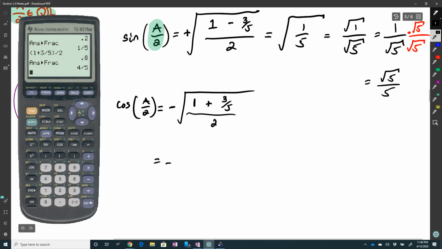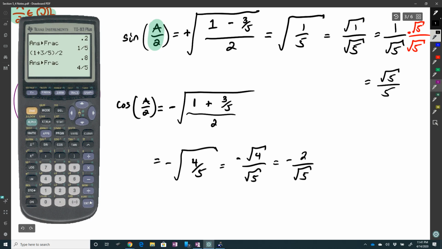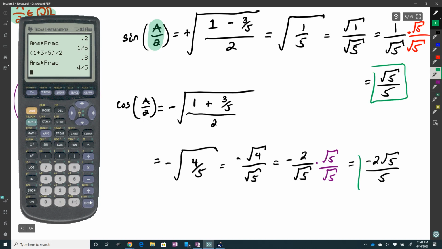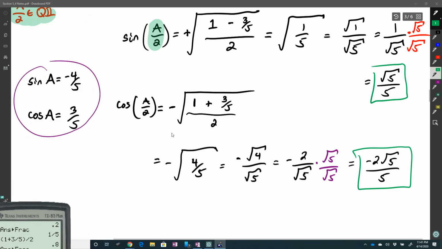So you end up with the square root of 4/5, which is negative square root of 4 over square root of 5, which is negative 2 over square root of 5, and then you can rationalize your denominator. And that gives you negative 2 square root of 5 over 5. So that's sine of A over 2, cosine of A over 2, and now tangent, I'm just going to divide the two.